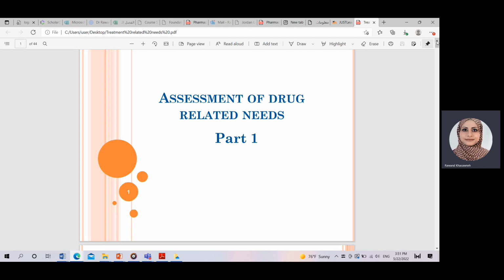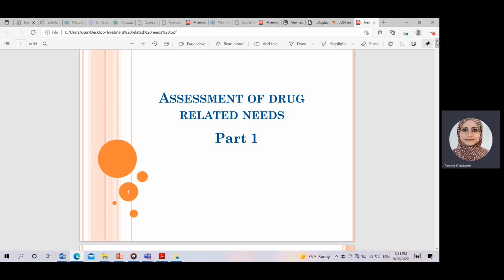We are going to define the medication errors, and we are going to discuss the potential measures to decrease the likelihood of medication errors. So let's go ahead and get started with the first slide, which is a scheme that summarizes the development of a patient care process.